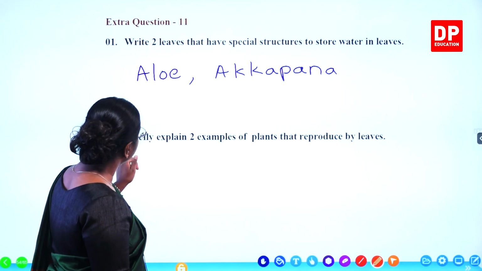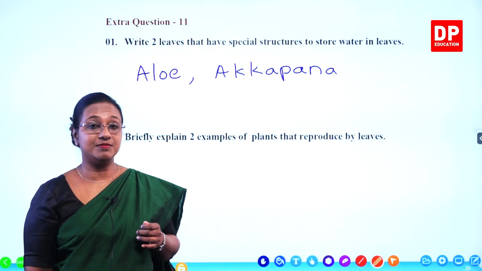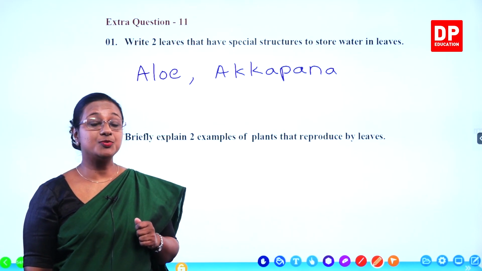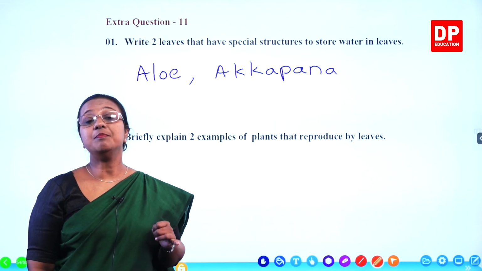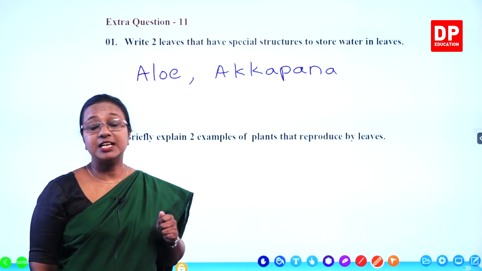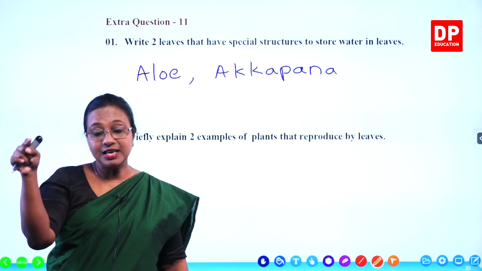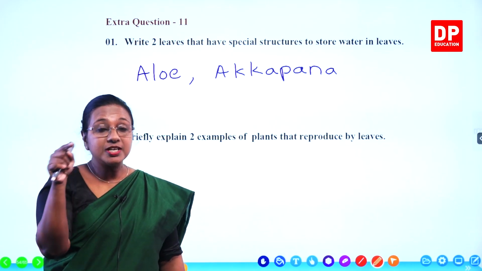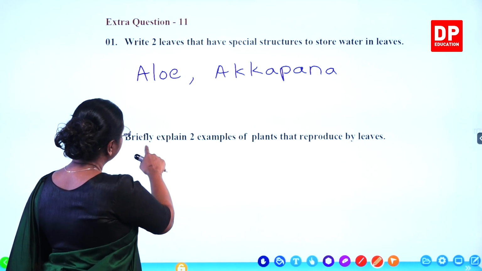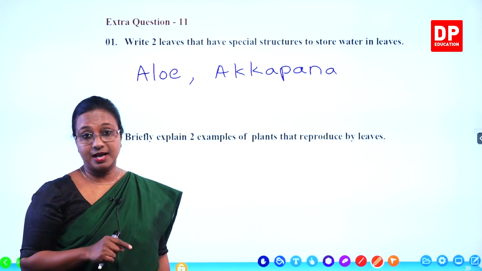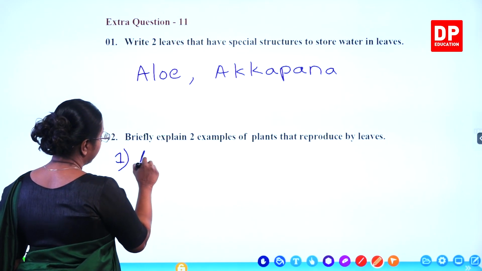Then the next one. Briefly explain two examples of plants that reproduce by leaves. So, what are the plants that reproduce by leaves? You all can remember. Acapana, begonia and peperomia. So here we have already written akapana. Akapana, what happens there? You can remember the shape of the leaf. It's a wavy leaf margin. From those curves, the roots are produced. So here they have told us to explain two examples. So the first example I will write as first one, akapana.